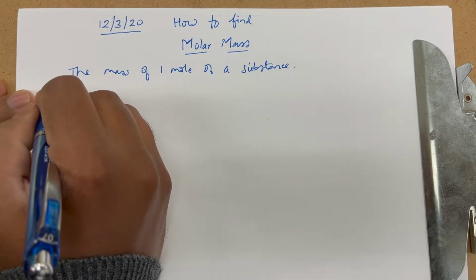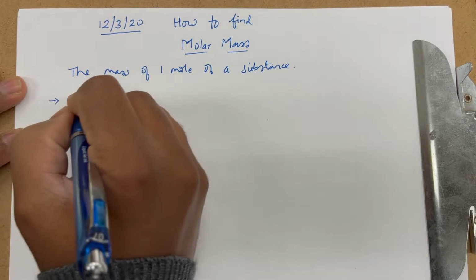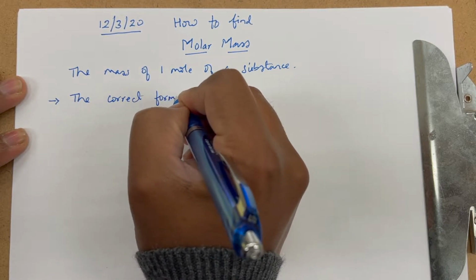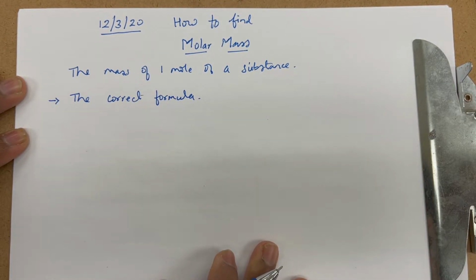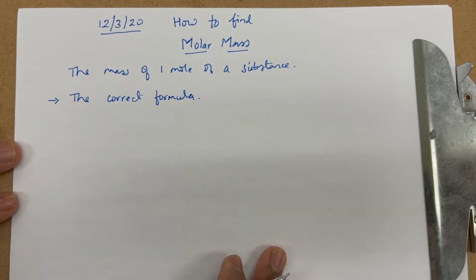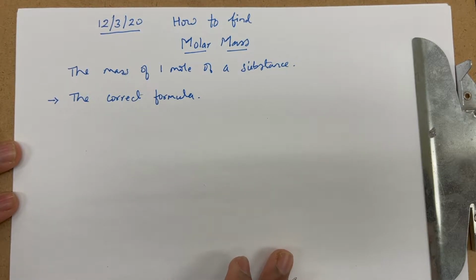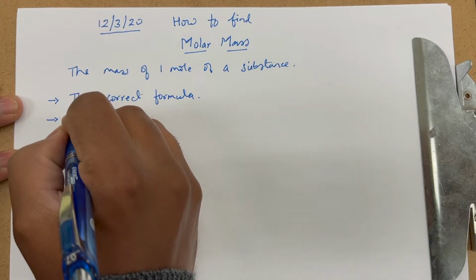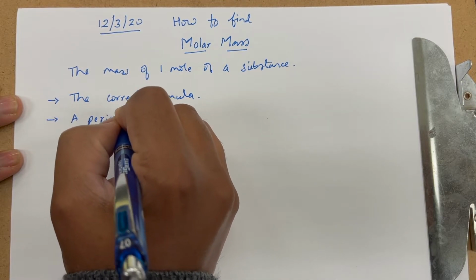Okay, what do you need to find the molar mass? To find the molar mass, the first thing you need is the correct formula. Okay, if you have an incorrect formula, then you are going to get an incorrect mass, which, as we will learn in the following lessons, can have a dramatic effect on the answers you get. Okay, so you must have the right molar mass, but in order to have the right molar mass, you must have the correct formula. And then you are going to need a periodic table.